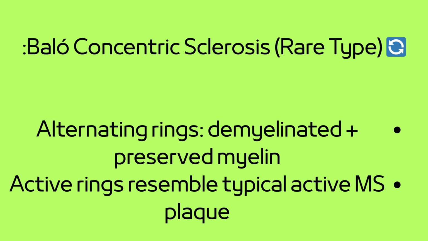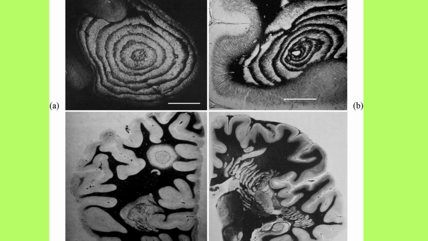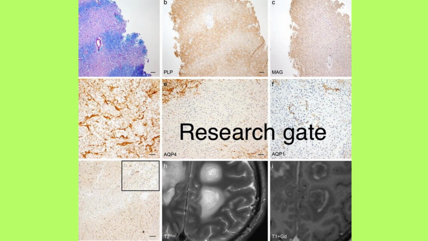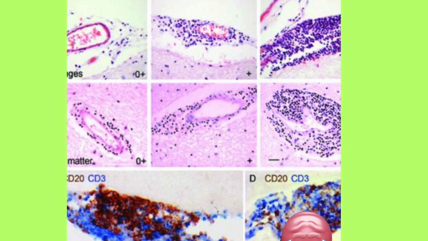Balo concentric sclerosis, a rare type, has alternating rings of demyelinated plus preserved myelin. Active rings resemble typical active MS plaque. Marburg type is an aggressive form, with many active plaques with blurry borders. Rich in macrophages, T cells, and astrocytosis. May show edema or necrosis.